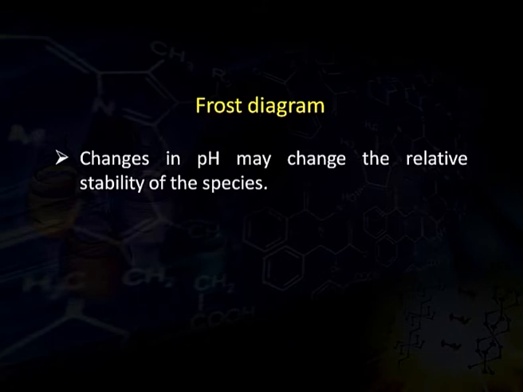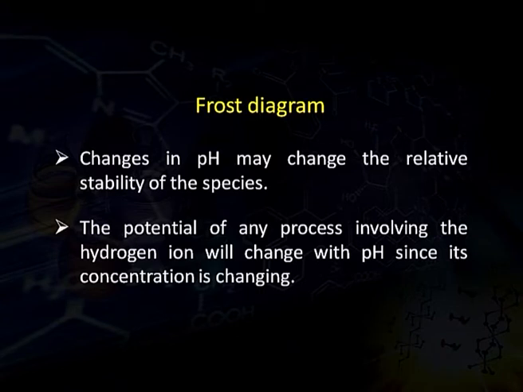Earlier we discussed stability located at the top of the diagram, but here the bottom of the diagram is going to predict the relative stability. The change in pH may change the relative stability of the species. The potential of any process involving the hydrogen ion will change with pH, since its concentration is changing. In fact, pH is the negative logarithm of the hydrogen ion concentration, and since the process involves hydrogen ions whose concentration is changing, obviously the pH is also changing.